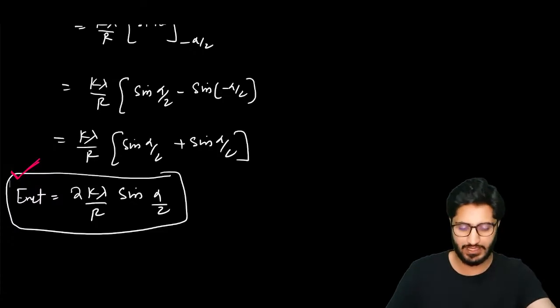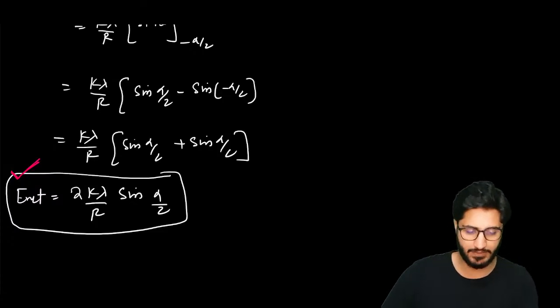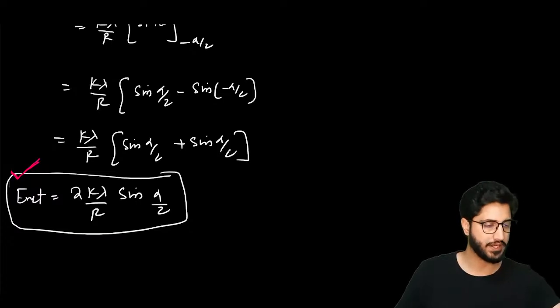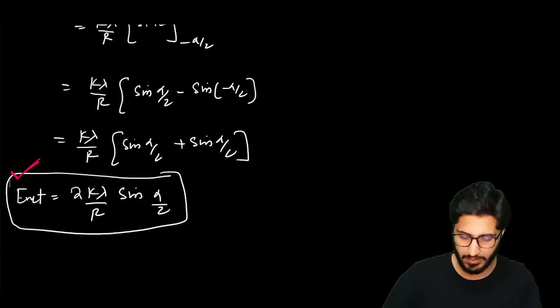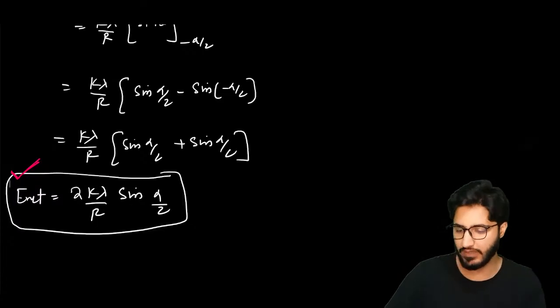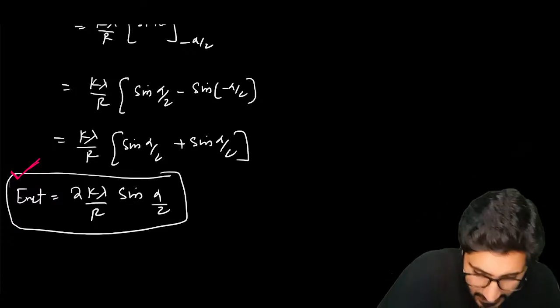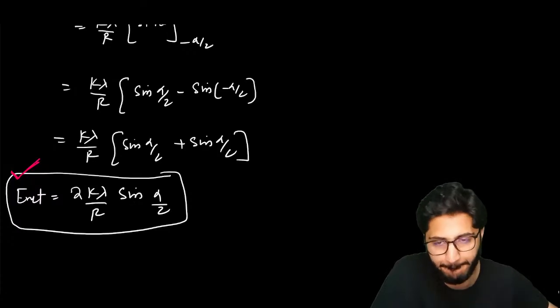So this was a derivational part of the circular arc. So you need to remember now, it is only the value: 2k lambda by r sine alpha by 2. Now look.